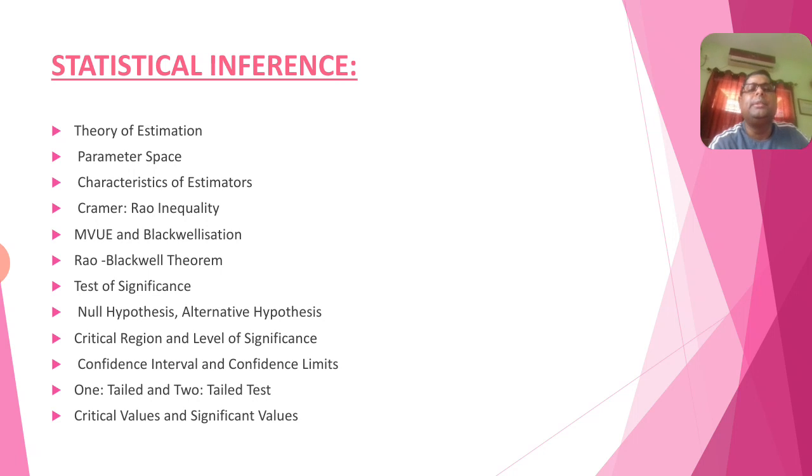The next one is the statistical inference. So this is particularly related with the theory of estimation and parameter space and characteristics of estimators, and some inequality you have to learn, and some theorems, and test of significance, null hypothesis, alternative hypothesis, and critical region, and level of significance, confidence interval, and confidence limit, and one tail test, two tail test, and critical values and significant values. You have to find out. This is also very important chapters.